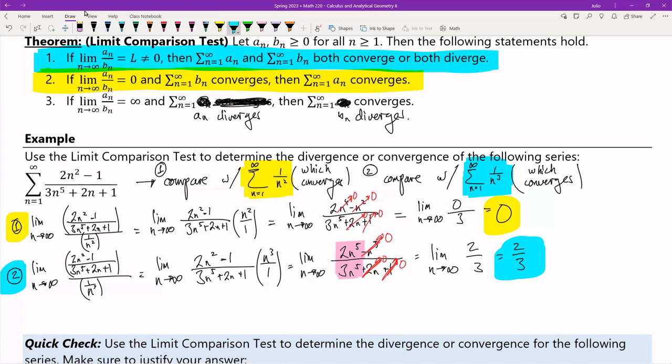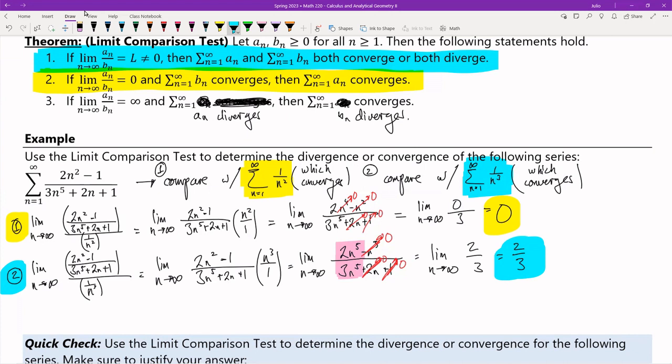We know the information for our blue series, the 1 over n cubed, we know that converges. And according to the limit comparison test, that means our original series must also converge. So these are 2 separate ways of doing the exact same problem, one of which we used one of the 3 from the limit comparison test, and the other one we used the other one, okay?